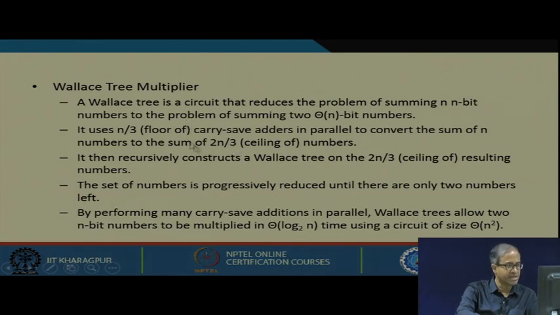We are not going into the detail of these mathematics. We shall just show an example Wallace tree formulation for a particular multiplier. The advantage is that, using many carry save additions in parallel, the Wallace tree will allow 2n bit numbers to be multiplied in theta log n time. This is important. You have a logarithmic time multiplier, but the circuit complexity will become theta of n square.